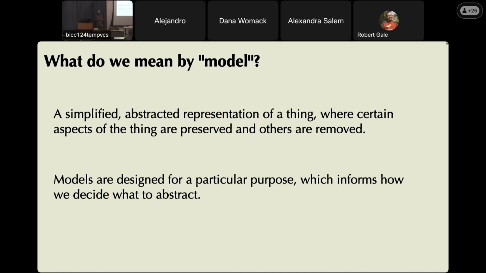When we do a linear regression model of a disease with predictors, we know there's a lot of stuff that isn't included, there are other things that affect it, right? We're just choosing these 4 predictors that tell us about the risk of this disease, right? So we're making choices about how to build a model. Models always have a particular purpose, and that informs what we decide to abstract.